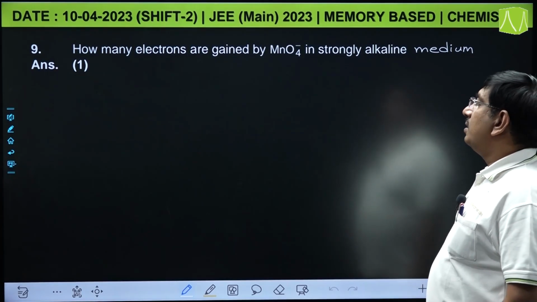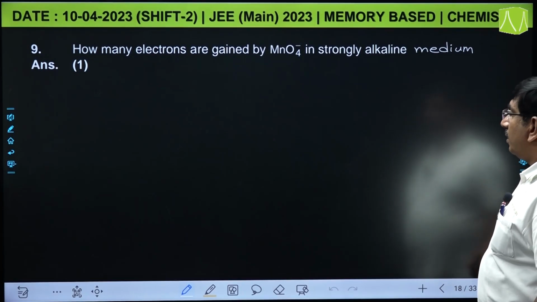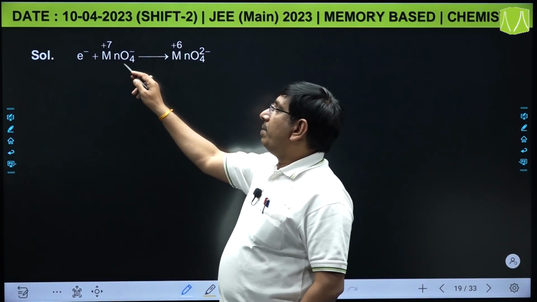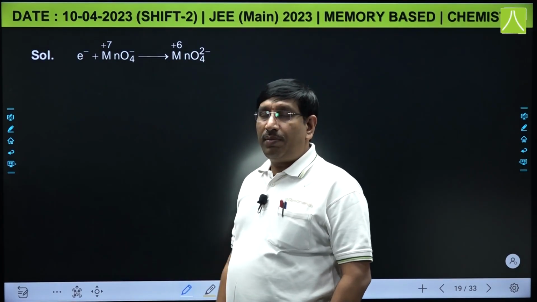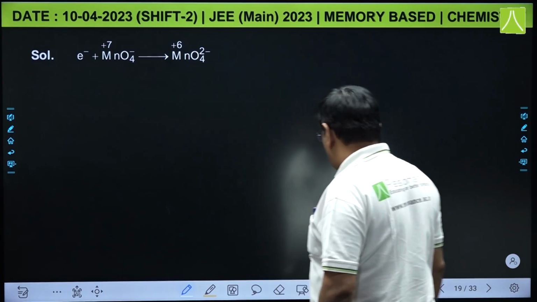Next, how many electrons are gained by MnO4 minus in strongly alkaline medium? In strong alkaline medium, MnO4 minus is converted into MnO4 2 minus by gaining 1 electron. So, the answer is 1.